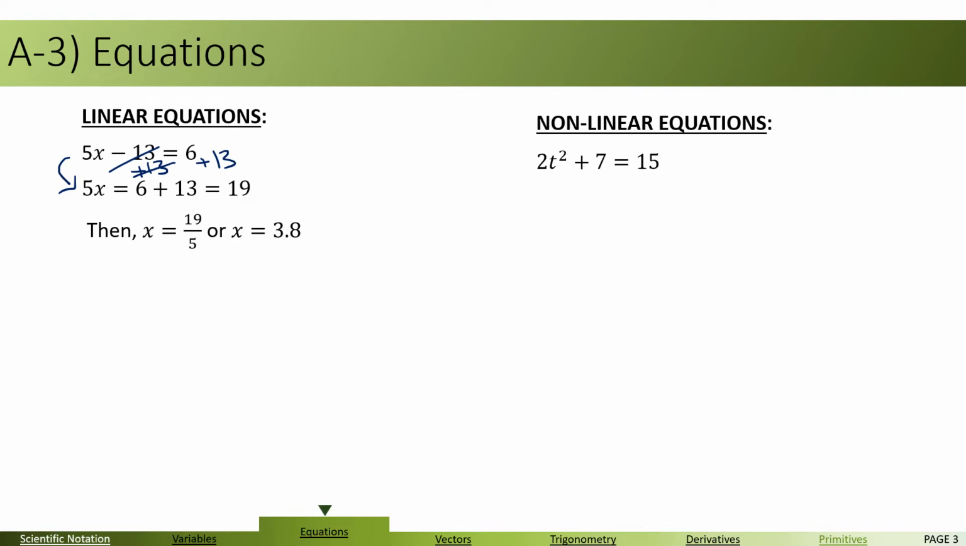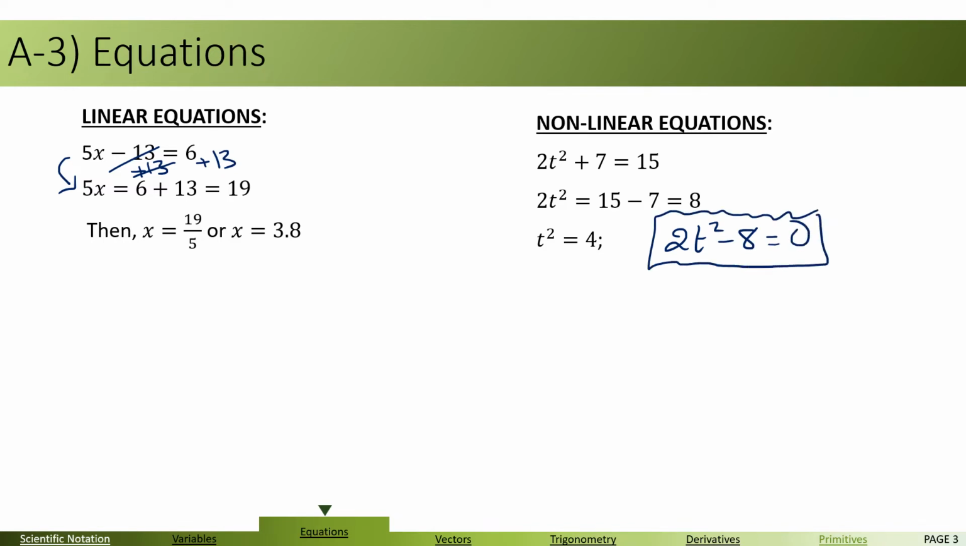Nonlinear equations, for example, taking the quadratic equation 2t squared plus 7 equals 15. Now, what we need to do is either take t squared on one side and solve, or simply keep 2t squared minus 8 equal to 0 and solve this quadratic equation, either if you have learned this in school or simply using a calculator, as you will see later.